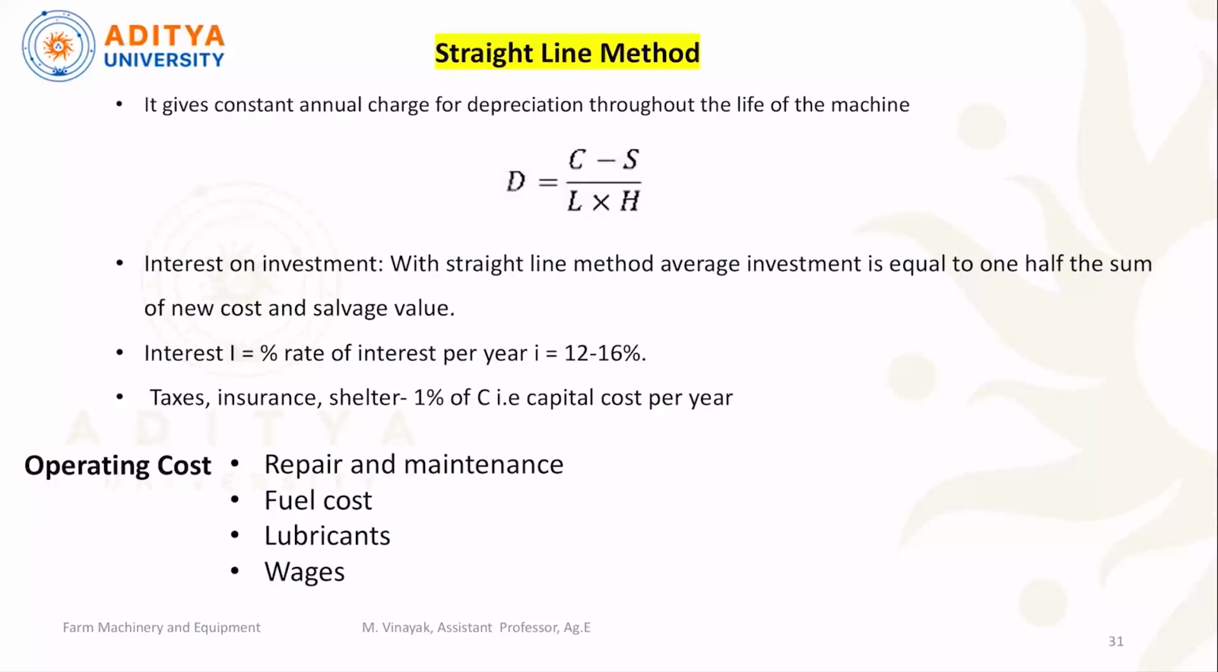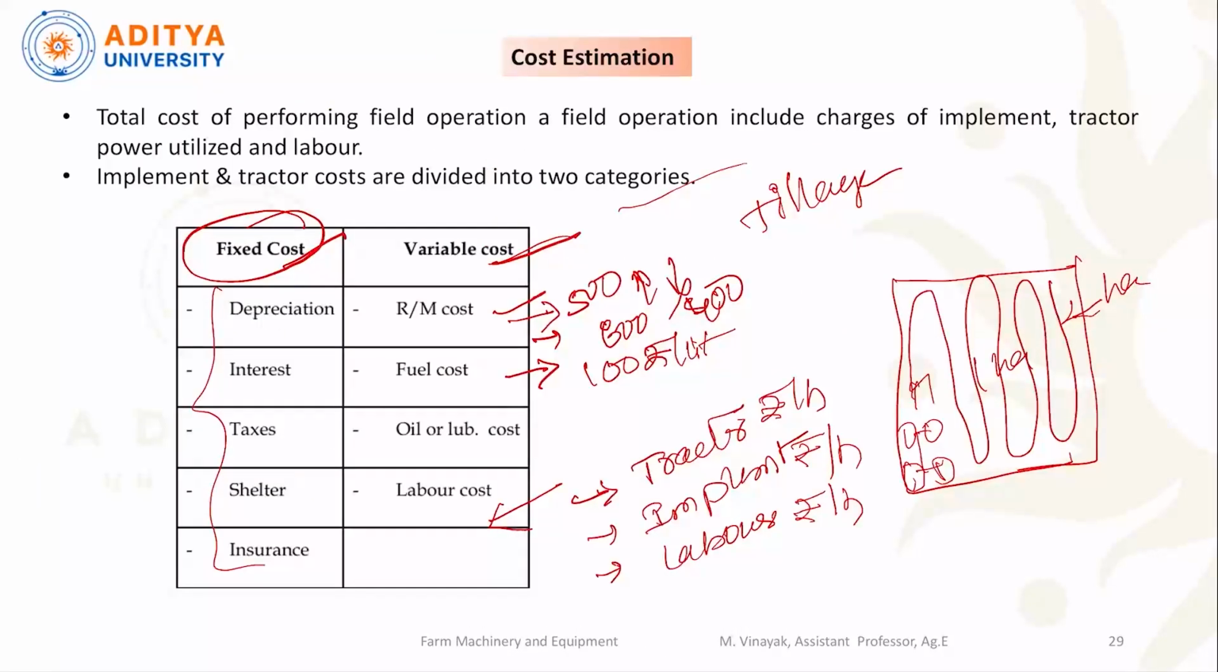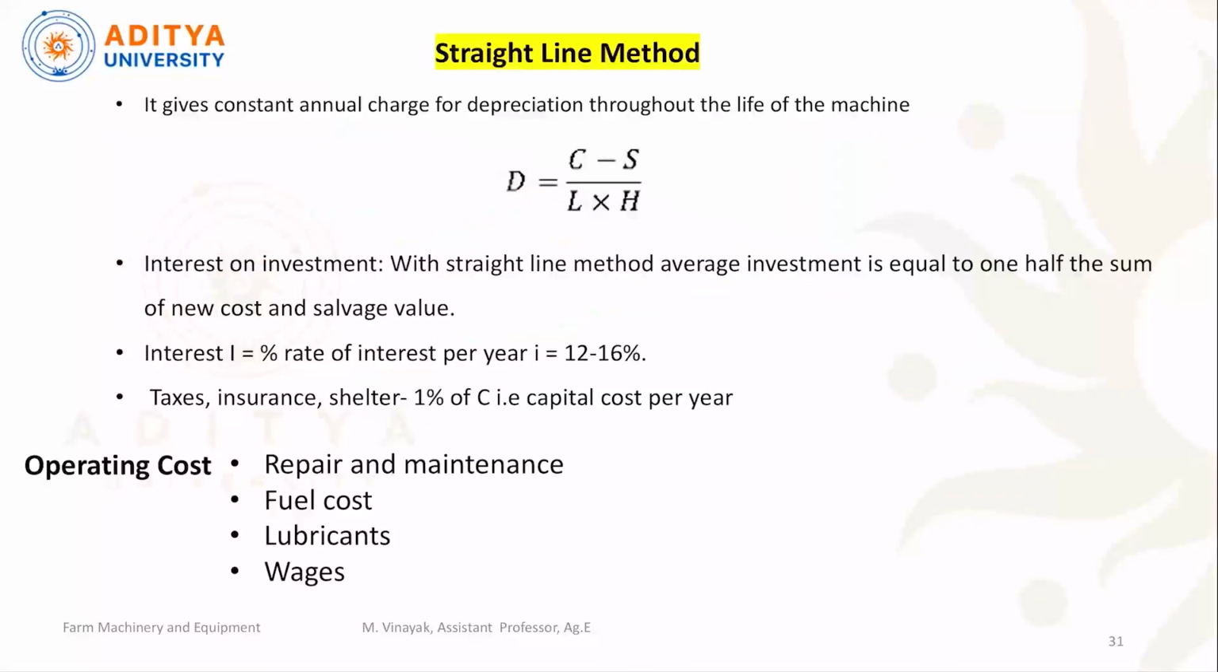Here some formulas are involved for estimating the cost of operation. So here, D equals (C minus S) divided by (L into H). D is nothing but depreciation.